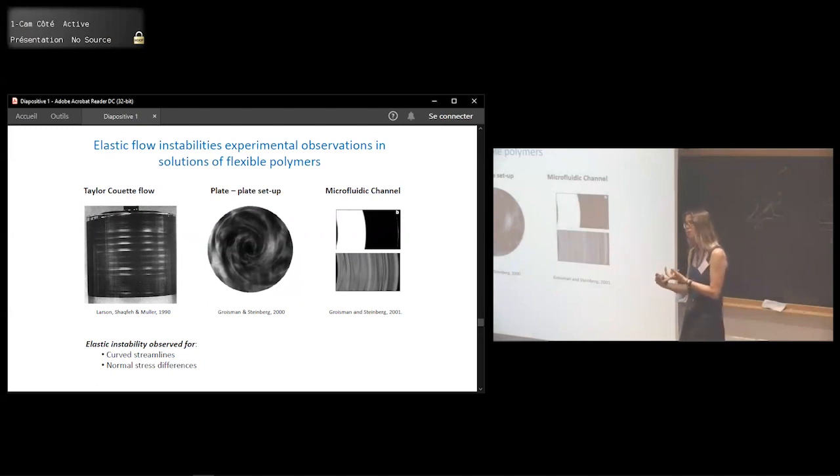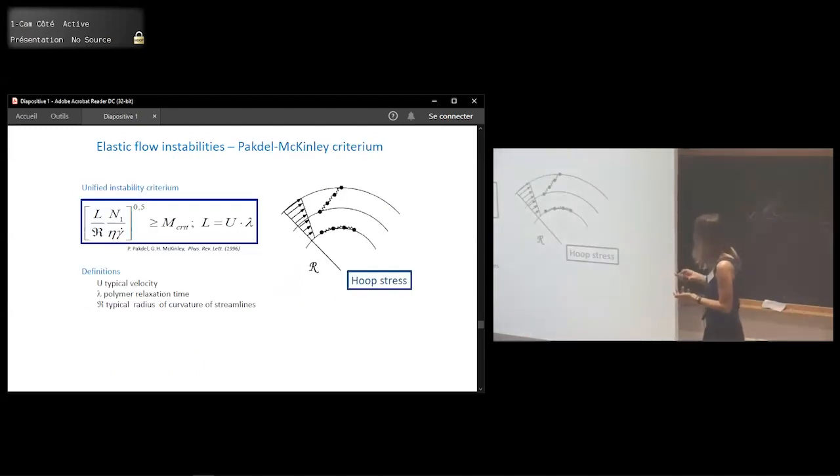So flows can become unstable at very small Reynolds numbers, driven by the Weissenberg number, by the viscoelasticity of the system. And what we did in our experiments is that we used the onset of that instability to detect the onset of normal stress differences.